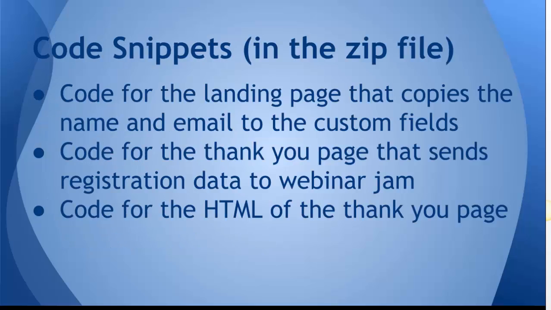What code snippets will you have in the zip file? You have a code to use in the landing page, in the registration page. It copies names and emails to the custom fields. I'll explain it in a minute and you'll understand. Then you need some code for the thank you page that sends the registration data to WebinarJam, and a simple code for HTML of the thank you page to show people and tell them, please wait a minute, we are signing you up to WebinarJam.